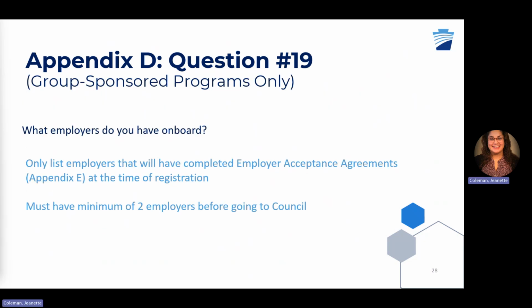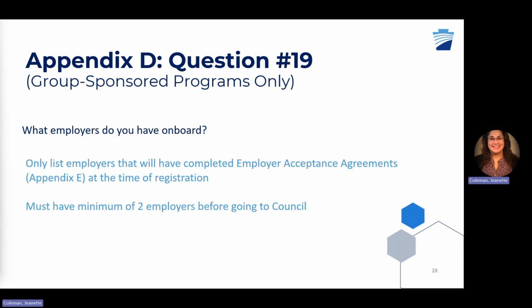So for questions number 19 through 22, these are for group-sponsored programs only. So for question 19, what employers do you have on board? So only list employers that will have completed the employer acceptance agreements, the Appendix E's, at the time of registration. So you must have a minimum of 2 employers before going to council.